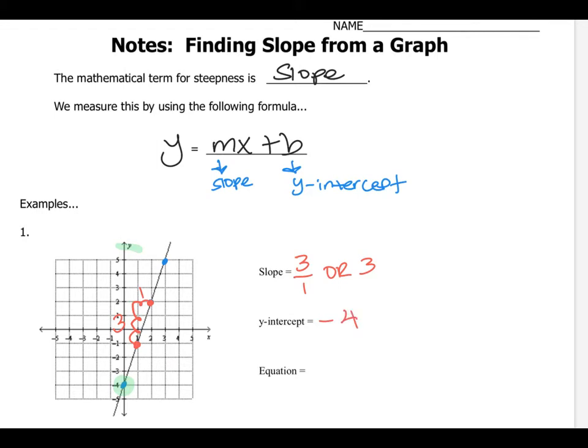And now I'm going to write my equation. So we have y equals mx plus b. I'm going to plug in the slope for m. So y equals 3x plus -4. More than likely, you're going to see the double sign not there. So you would see it as 3x minus 4.